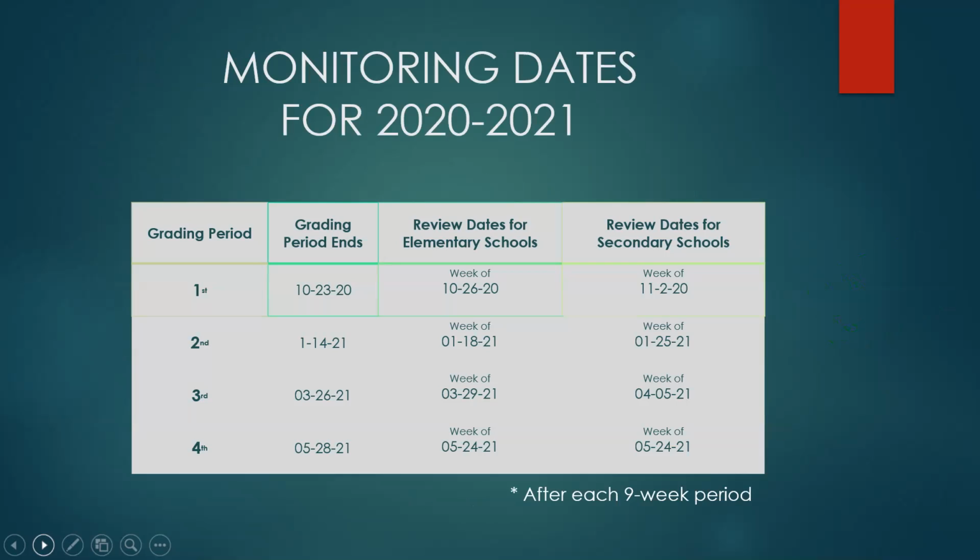First, you need to familiarize yourself with the monitoring dates. Each year, we have a monitoring table where we tell you when the monitoring window begins. Notice the window always begins after the grading period ends, and we have a date for elementary and a date for middle and high school. Ideally, you want to hold these reviews during that window. You do not want to have monitoring reviews for over 2 weeks from when the window opens.